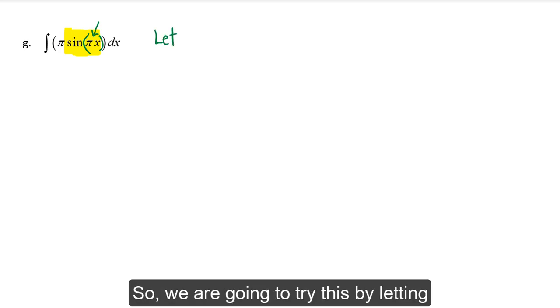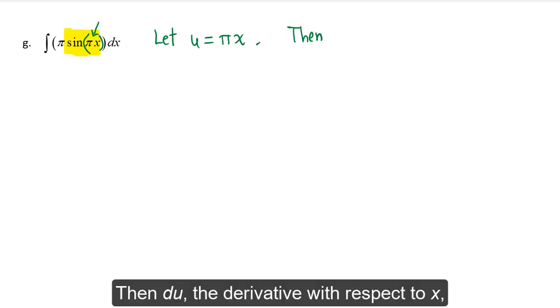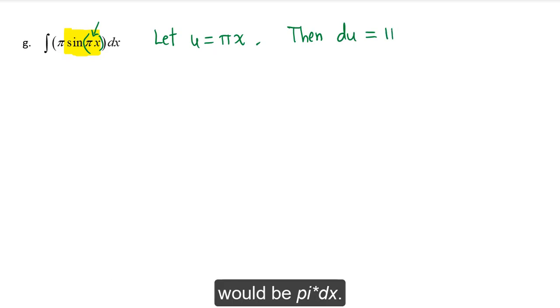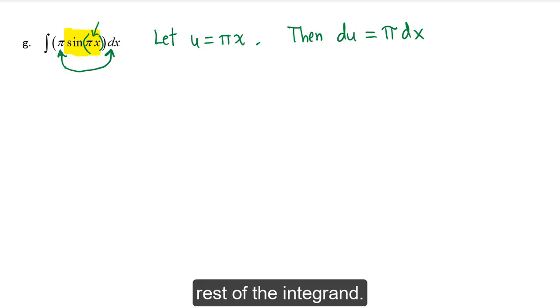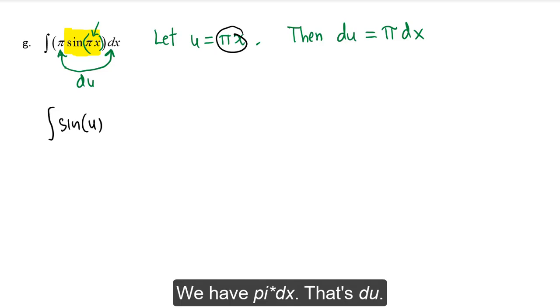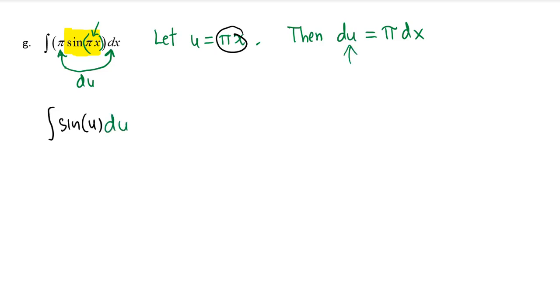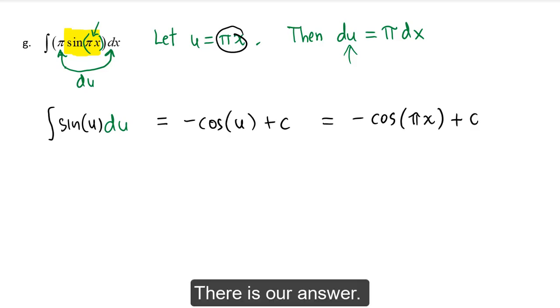In part G, we have a composition where the inside function is pi times x. So we are going to try this by letting u equal that inside function, pi x. Then du, the derivative with respect to x, would be pi dx. And notice that's exactly what we have in the rest of the integrand. So we have sine of pi x, that's sine of u. We have pi dx, that's du. The antiderivative of sine of u is negative cosine of u plus c. Back to the original variable, there is our answer.